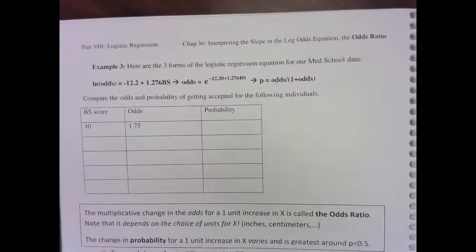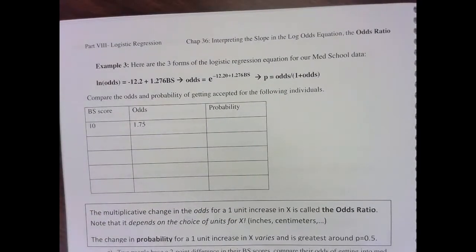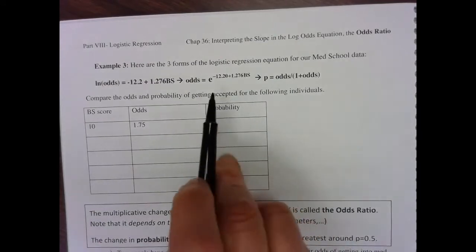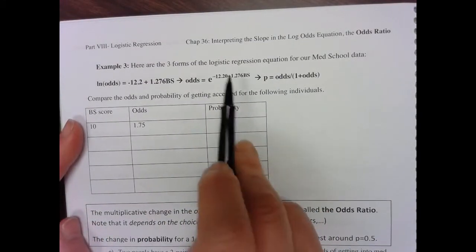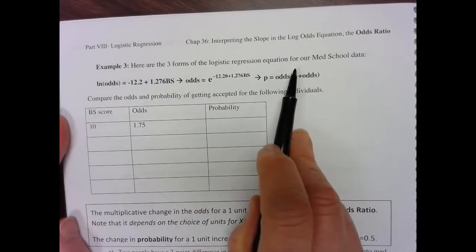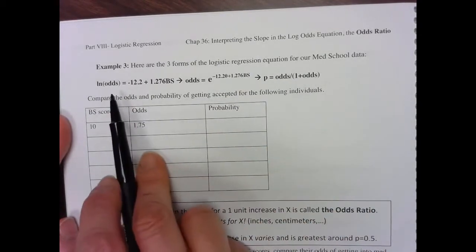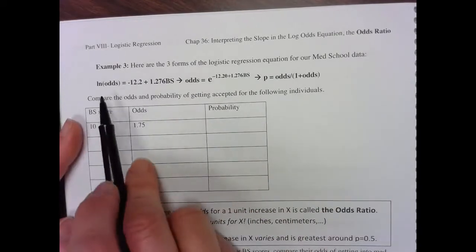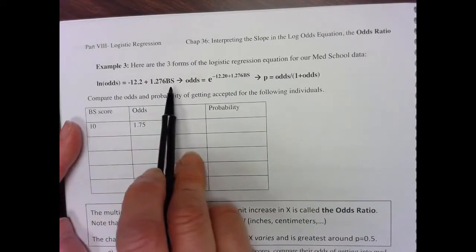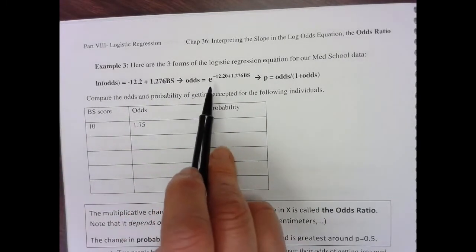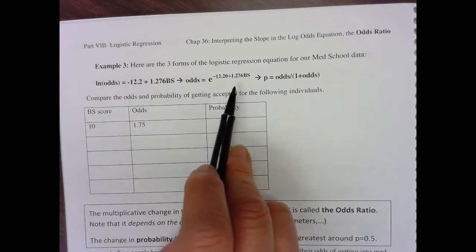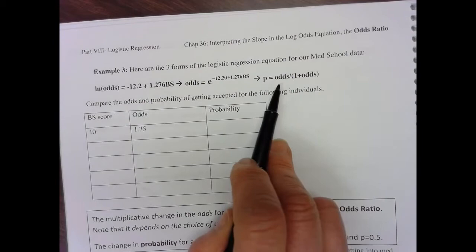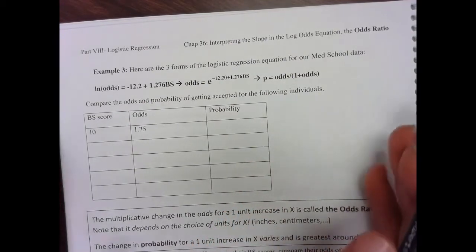And here are the three forms of the logistic regression equation. Here's the log odds equation, and we can exponentiate it, take the anti-log, to get the odds, and then to get the probability, we can say odds over 1 plus odds.